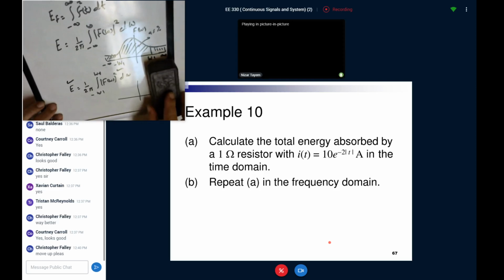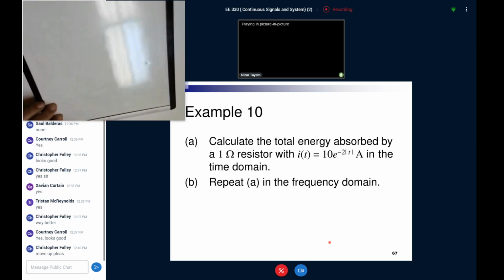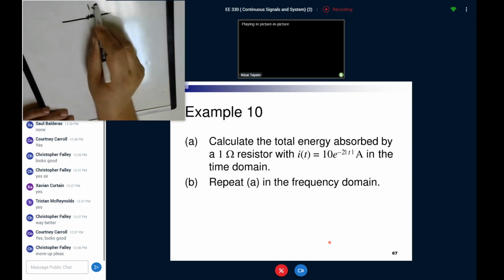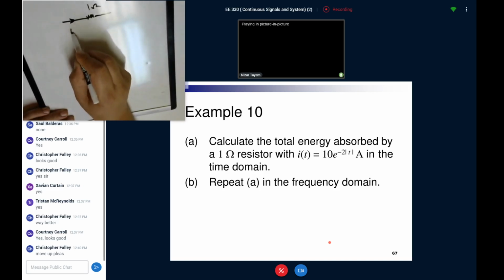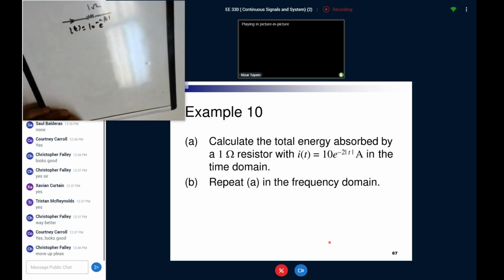Okay, yes, that's fine. So let's do this example here. Calculate the total energy absorbed by a 1 ohm resistor with i(t) equal to 10 e^(-2|t|) in the time domain, and then we can repeat the same thing for the frequency domain. So we have a 1 ohm resistor, and the current passing through this resistor is i(t) equal to 10 e^(-2|t|). This is the time domain, and we need to find the energy in the time domain as well as in the frequency domain.